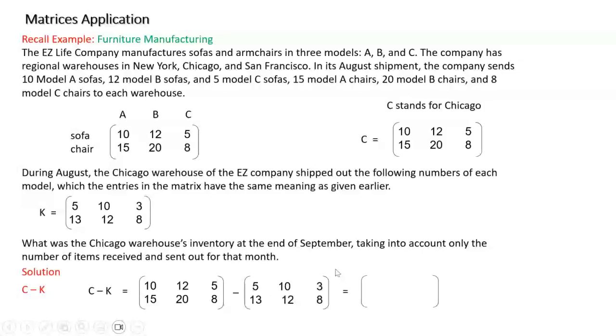So C minus K will give us 10 minus 5, which will give us 5. 12 minus 10 will give us 2. 5 minus 3 will give us 2. 15 minus 13 will give us 2. And 20 minus 12 will give us 8. And 8 minus 8 will give us 0.